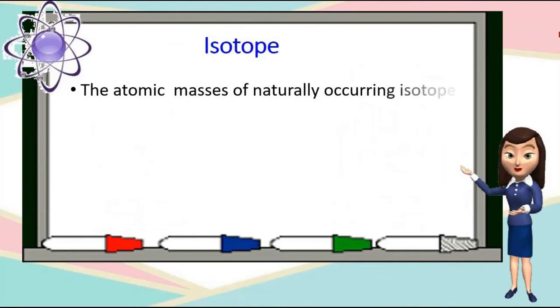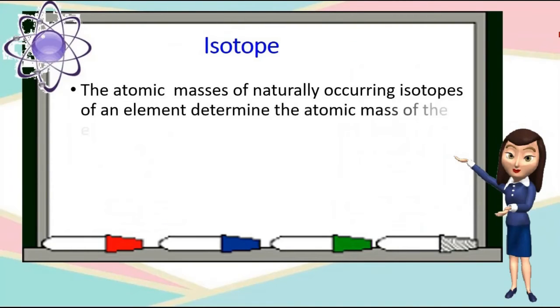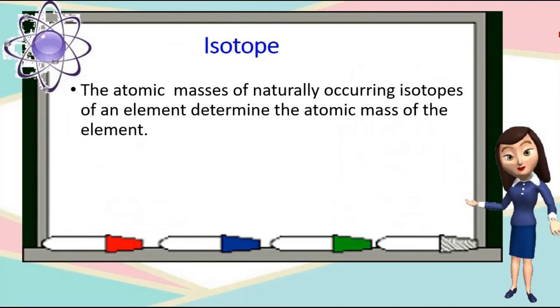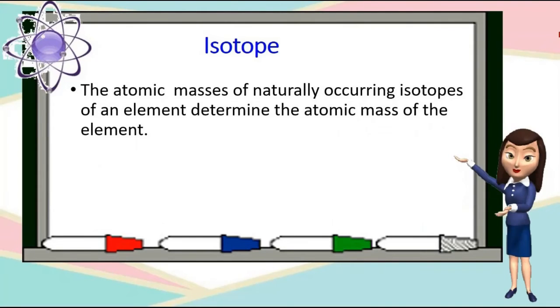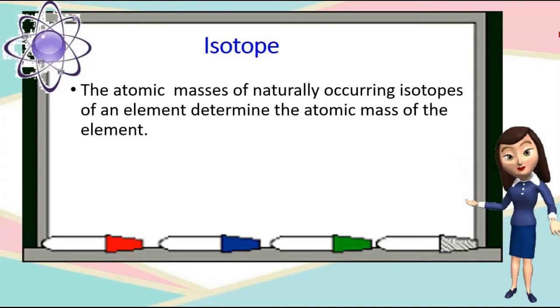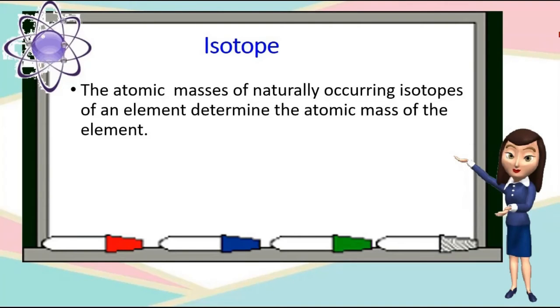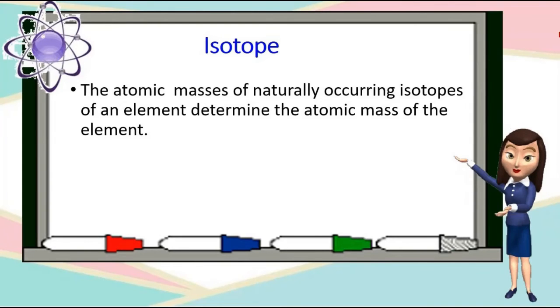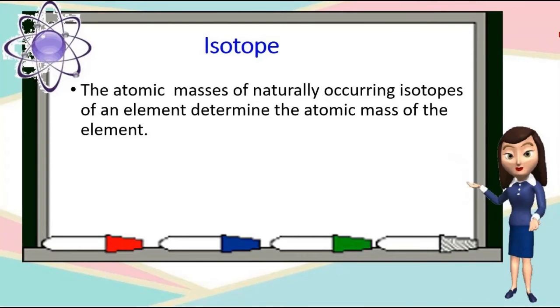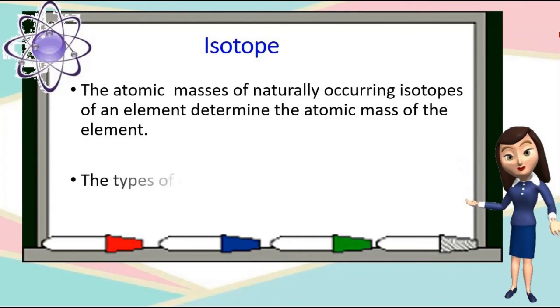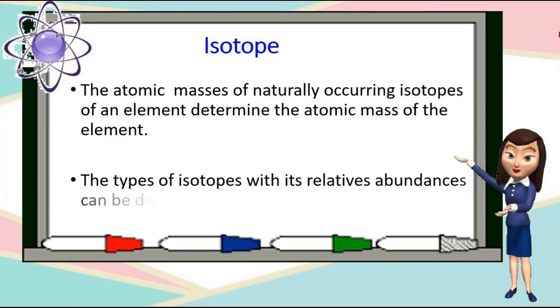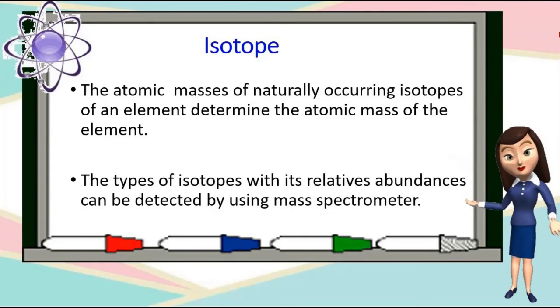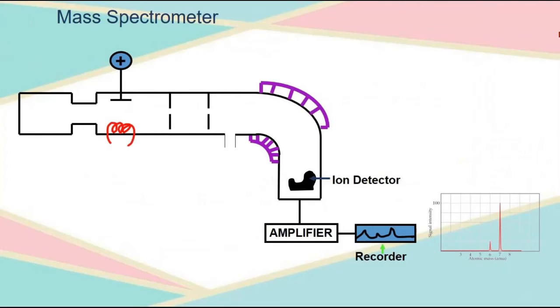The atomic masses of naturally occurring isotopes of an element determine the atomic mass of the element. For example, chlorine, Cl, has two stable isotopes, that is Cl-35 and Cl-37. The atomic mass of chlorine is 35.45, which is determined by the atomic masses of Cl-35 and Cl-37. The types of isotopes with their relative abundances can be detected by using a mass spectrometer.